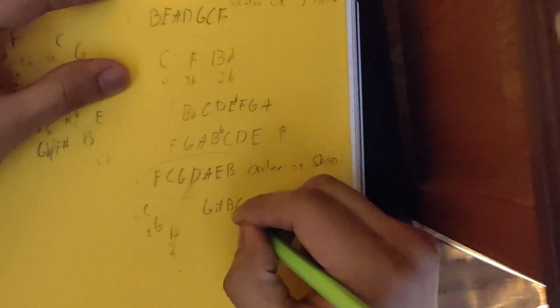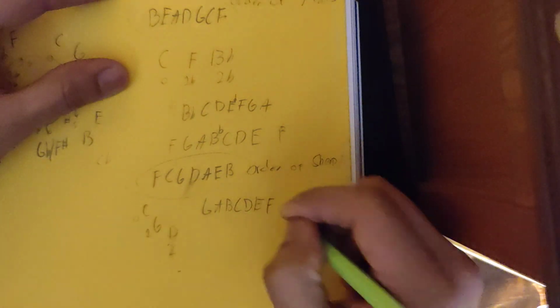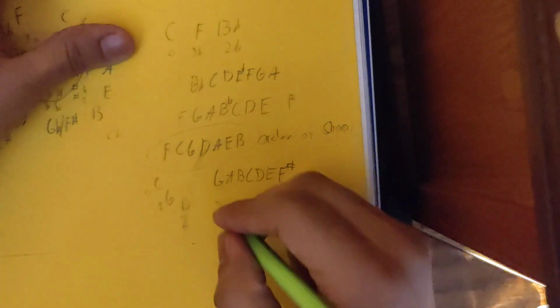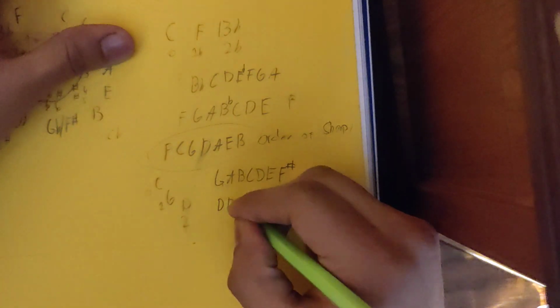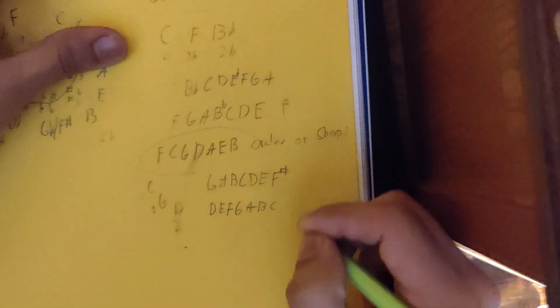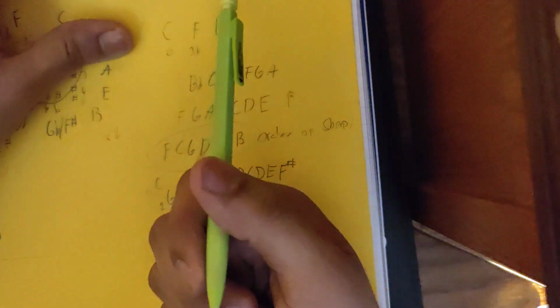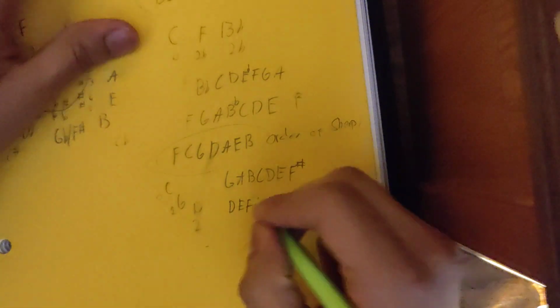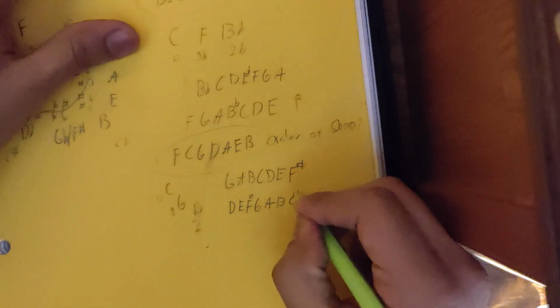G, A, B, C, D, E, F. This is going to be sharp, and this is going to be G major. D major, let's write this down, D, E, F, G, A, B, C, is going to have two sharps, and knowing from the order of sharps, which is BEAD greatest common factor but reversed, F, C, G, D, A, E, B, it's going to have F sharp and C sharp. This is going to be D major.